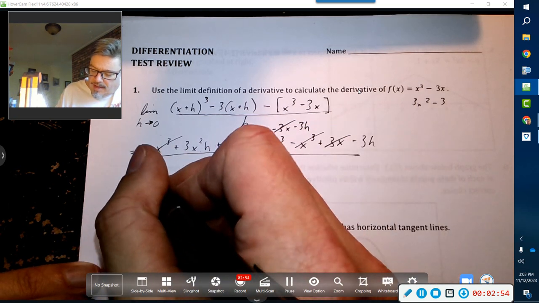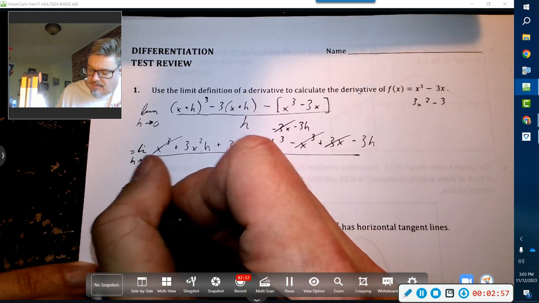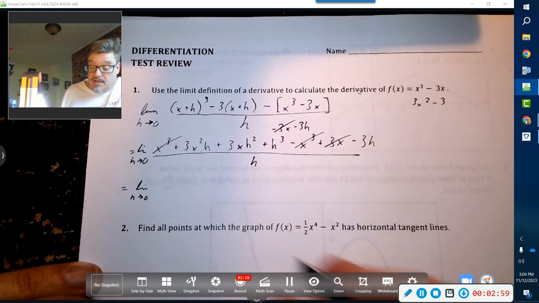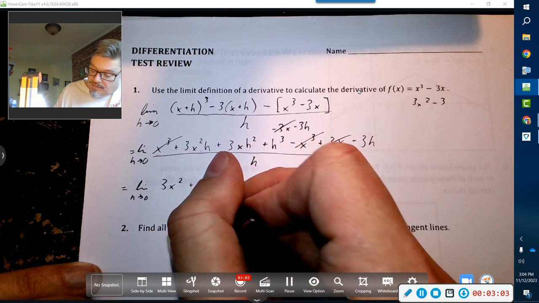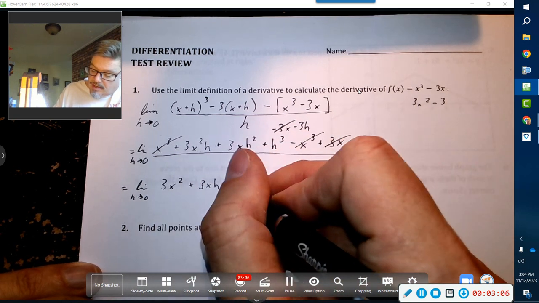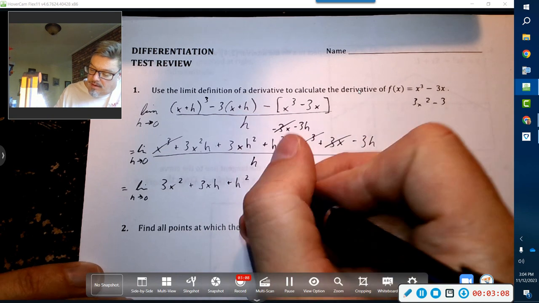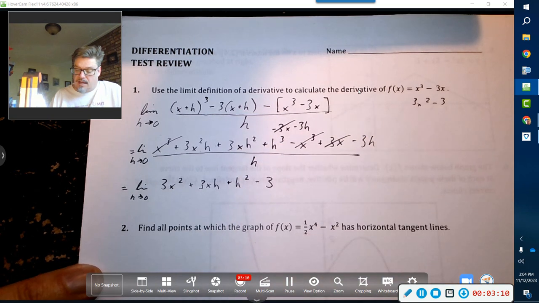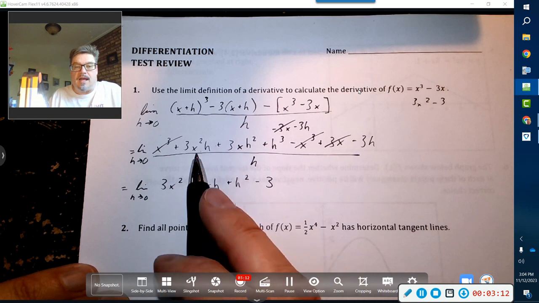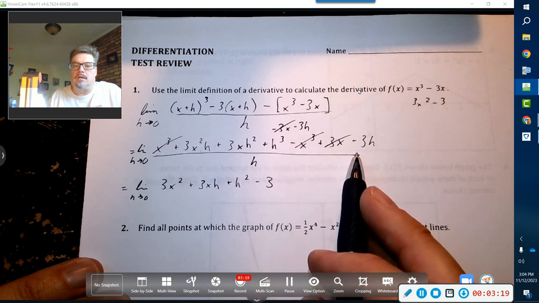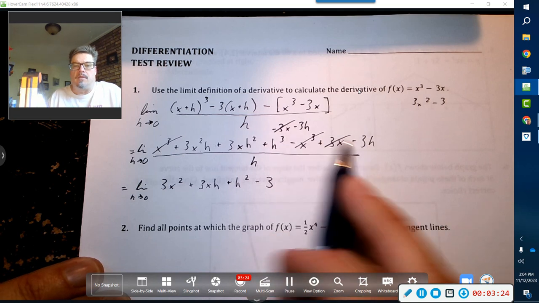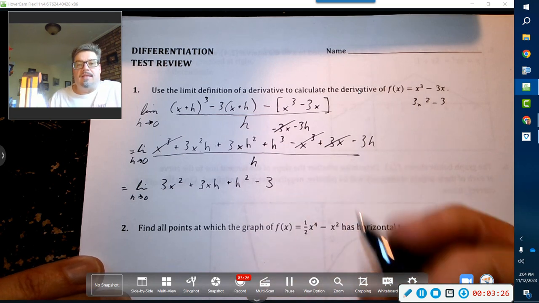All right, so we haven't substituted in h yet, so he's going to go to 3x squared. This will become 3x with an h plus h to the second power minus 3. Okay, now I've divided all four of these guys. 1, 2, 3, minus 3h to the... Right, I put him over here. Okay, so minus 3, and then they've all been divided by h.